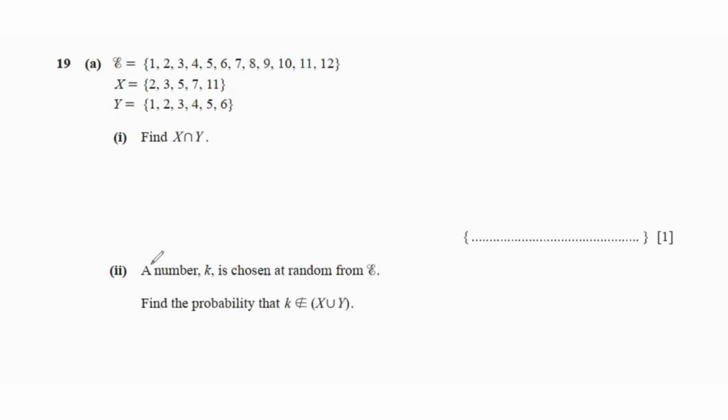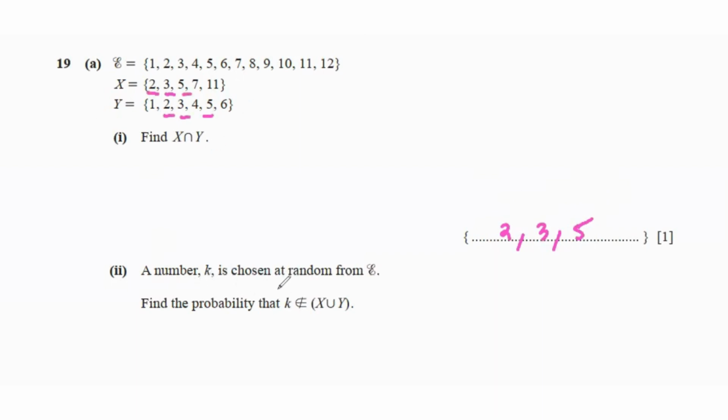So intersection means what's common between both the sets. So we know there's 2 common, there's 3 common, there's 5 common, and that is it. So that's 2, 3, and 5. These are the common elements between X and Y.